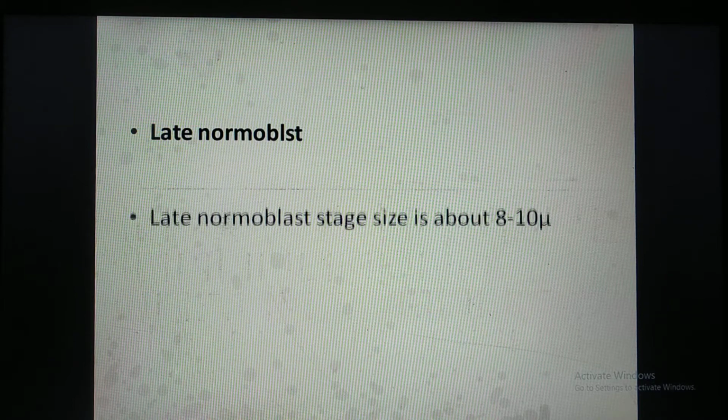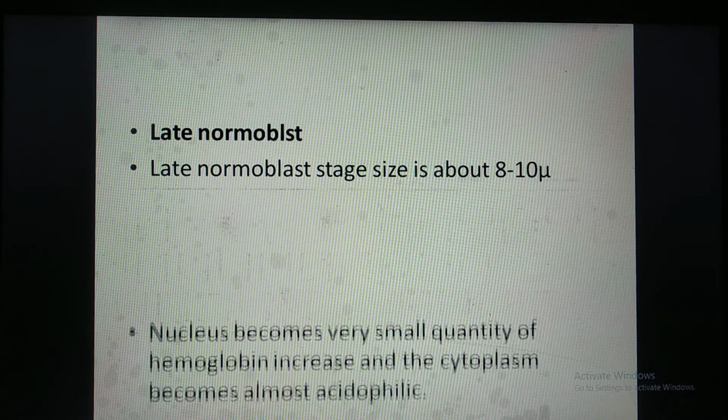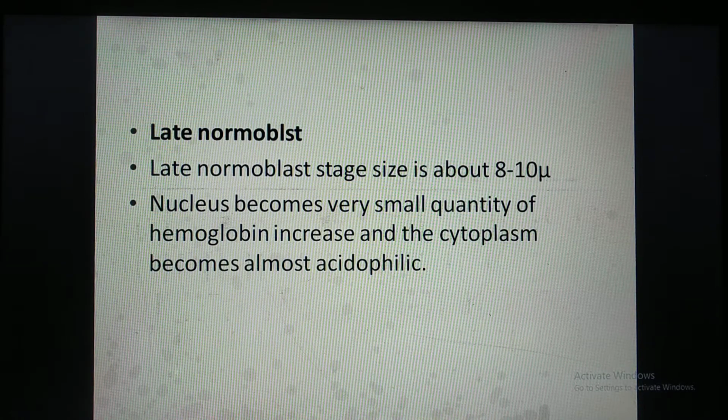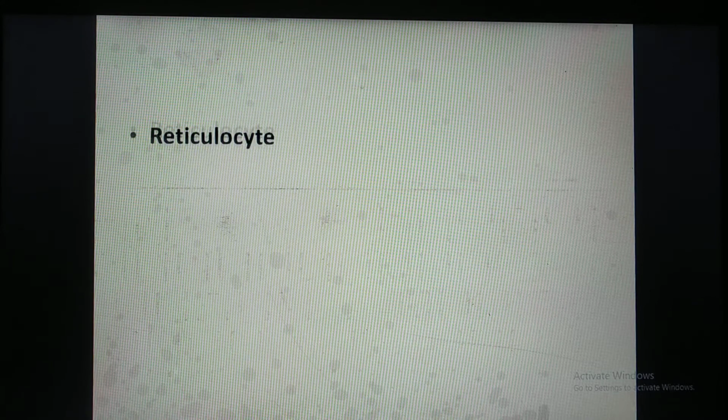Late normoblast stage. Late normoblast size is about 8 to 10 micrometer. Nucleus becomes very small, the quantity of hemoglobin increases and the cytoplasm becomes almost acidophilic. Next stage, reticulocyte.